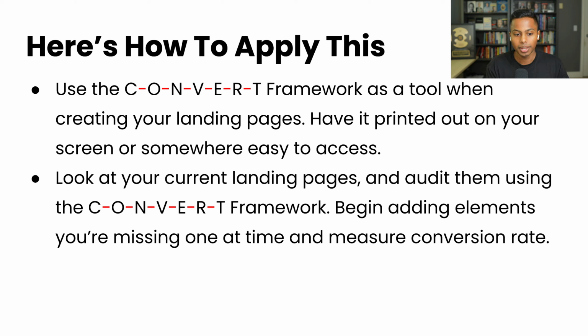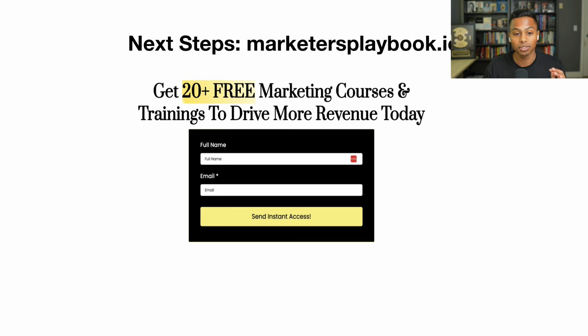Then what you can do is look at your current landing pages and audit them using the Convert framework, and then begin adding elements you're currently missing one at a time and measure your conversion rate. For example, if on your current landing pages you have multiple call to actions, just have one. If on your current landing page, none of your main benefits are above the fold, put them above the fold, right? So just start adding them in one by one and testing the conversion rate. Now, if it increased, keep it. If it doesn't, remove it. It's just an iterative process. And if you apply this, you will experience more conversions. So that's all you have to do.